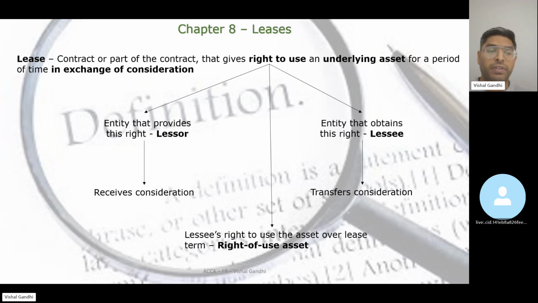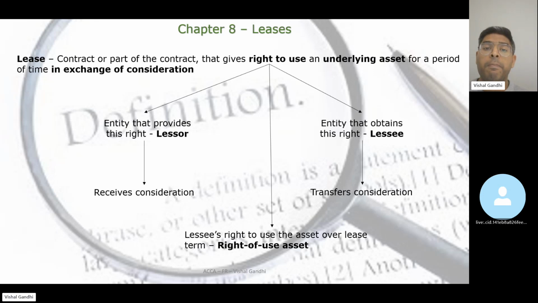Let's look at what is lease first. Lease is a contract or part of contract that gives right to use an underlying asset for a period of time in exchange of consideration. एकदम बेसिक लैंग्वेज में भाड़े पे लेना.